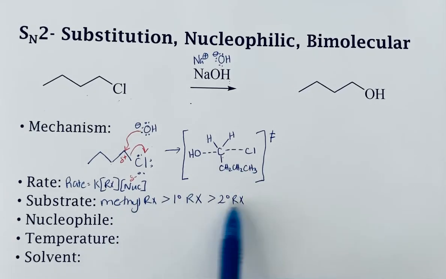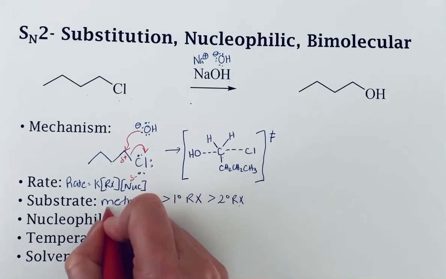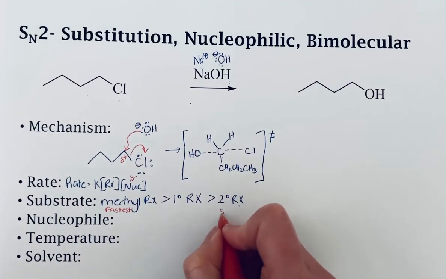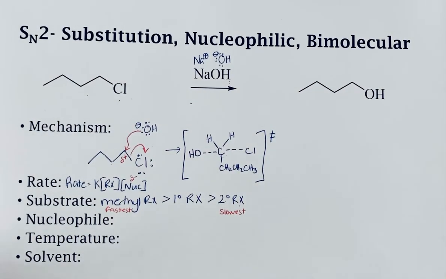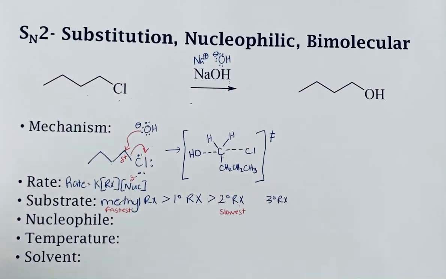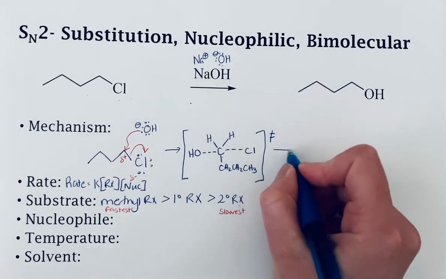So this is essentially the order of reactivity, right? The methyl halide would react the fastest, and the secondary would be the slowest in this scheme. And then we'll say the tertiary alkyl halides, this is not going to happen at all. So we'll cross that off. Okay. So let's complete this mechanism and get to the product.